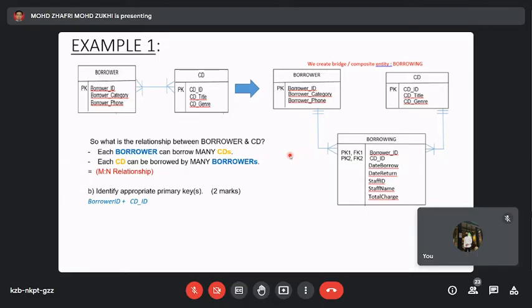Any question for this B? Can understand? Can understand. Alright. Okay.